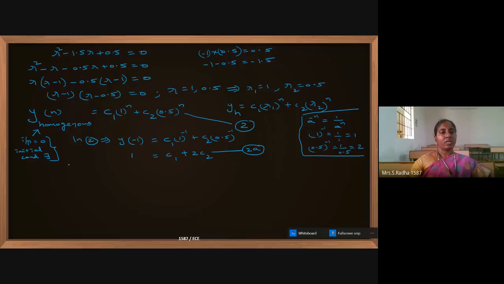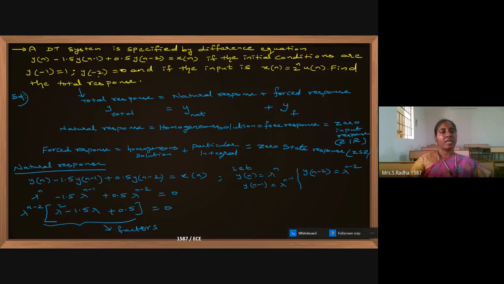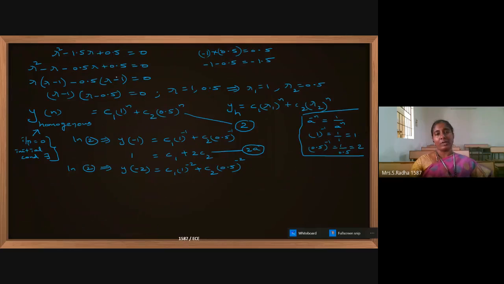Now in equation 2, what I will do? Wherever n is there, I will put minus 2. Plus C2 into 0.5 whole power minus 2 in equation 2. Why only minus 2? Because in the initial condition, we have the y of minus 2 value. That's why I am putting n value as minus 2.